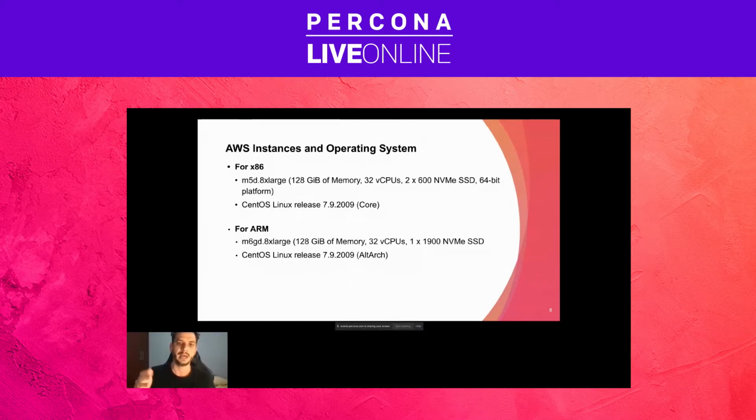Many may ask, what is the comparison here? The comparison is between the same number of CPUs. Many may say, okay, ARM is 50% cheaper, so it should have 50% more cores. I'm not doing a dollar comparison, but a CPU comparison, just to make it clear. Both use CentOS, of course, the one dedicated for ARM and the one dedicated for x86.